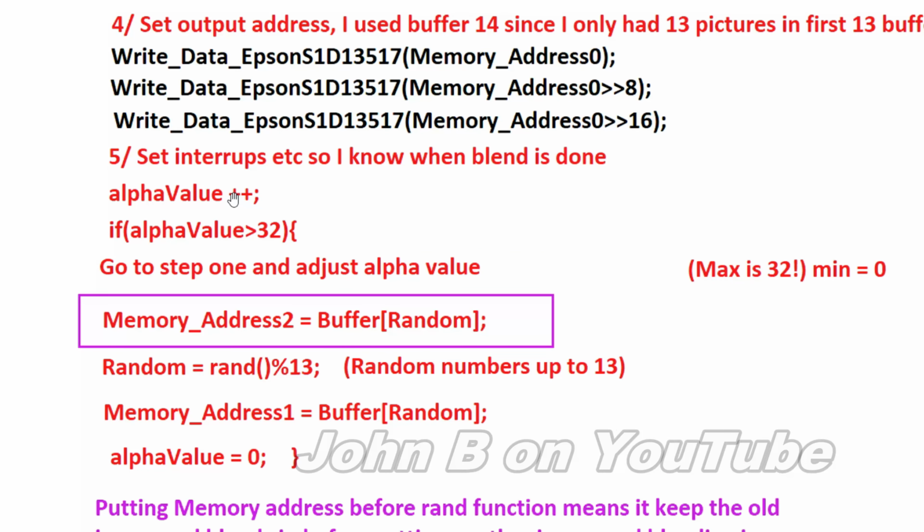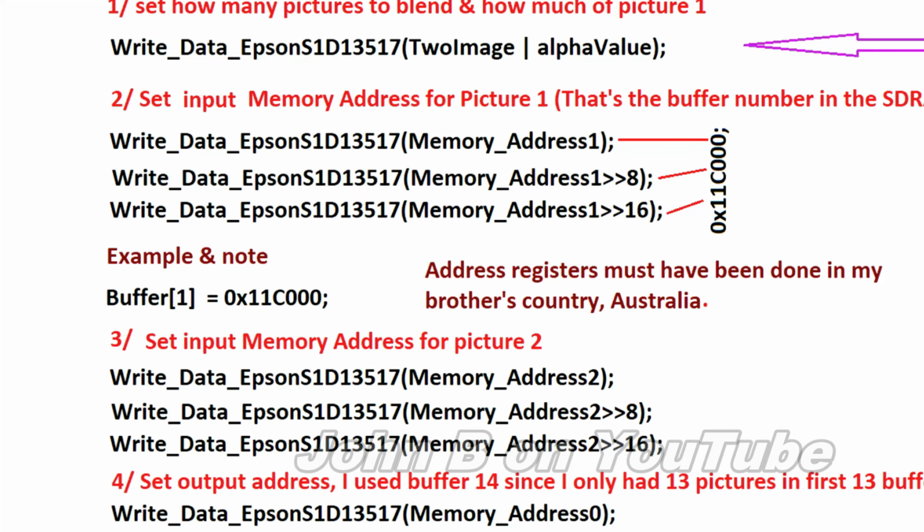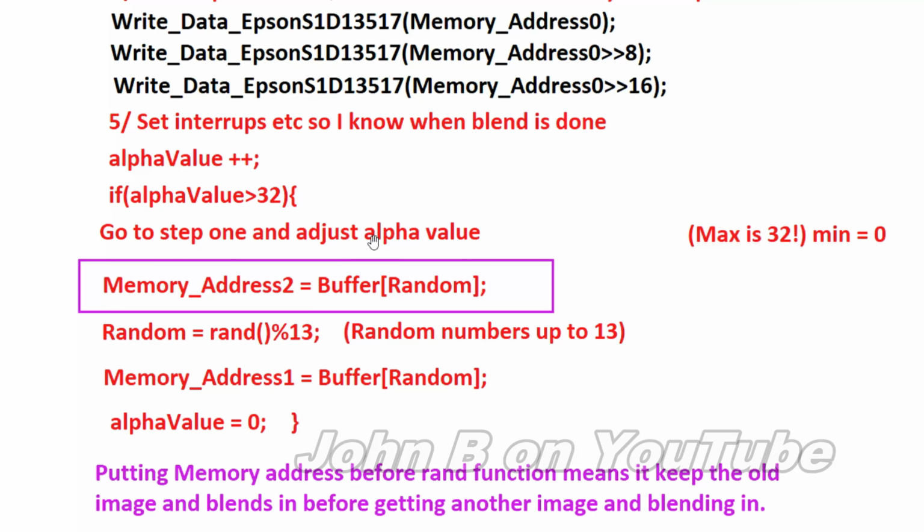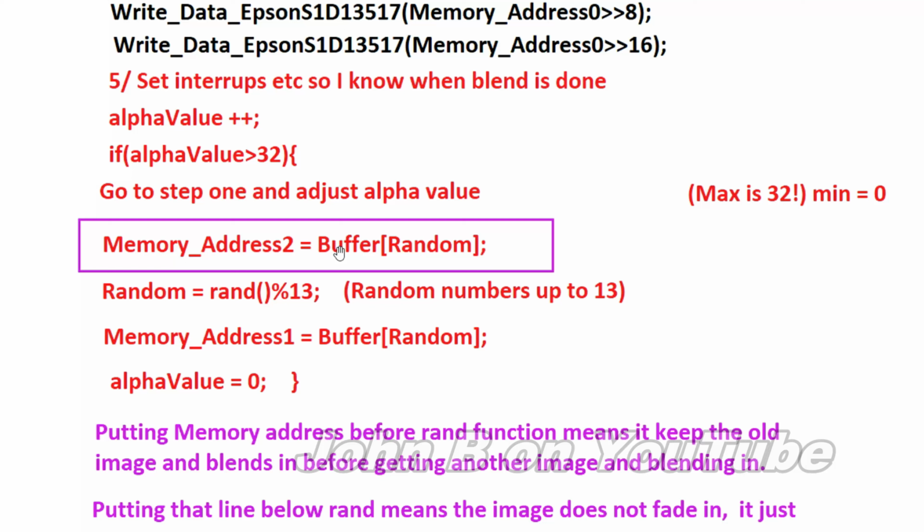Once it's adjusted the alpha value, it goes to step 1 to increase the alpha value again. Step 1, back up here. Once it's adjusted the alpha value, the memory address for picture 2 is altered, and the buffer is now a random buffer. After the memory address for picture 2 has been set to a random buffer, I change the random number after it. So random equals rand % 13. That means it counts up to 13 and no more, because I've got 13 pictures, 13 registers, using the 14th buffer to show the blended pictures.